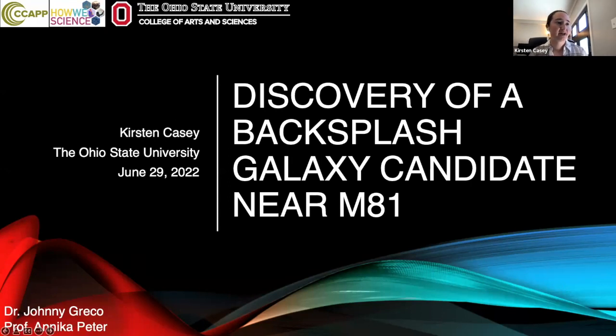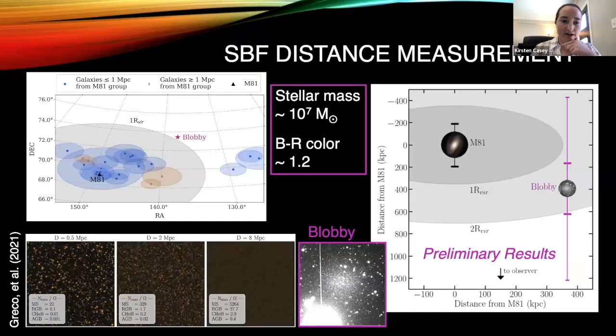Okay, so I'm Kirsten. I'm going to be talking about a backsplash galaxy candidate near the M81 group. A backsplash galaxy is basically just a galaxy that has fallen into the virial radius of a host and since exited. The galaxy that I'll be talking about is this one. We informally call it Blobby. In projection, it lies about 1 virial radius from the M81 group.